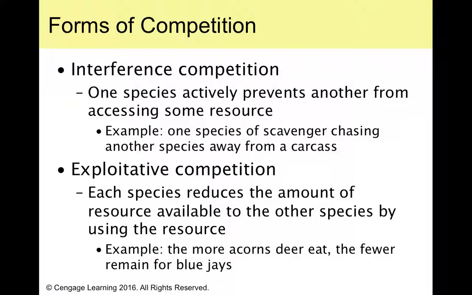And so the deer is not actively chasing them away, but they are exploiting the resource more aggressively than the blue jays are able to, because deer have a very large gut and blue jays have a very small crop. And so deer can do a lot more damage when it comes to eating acorns quickly.